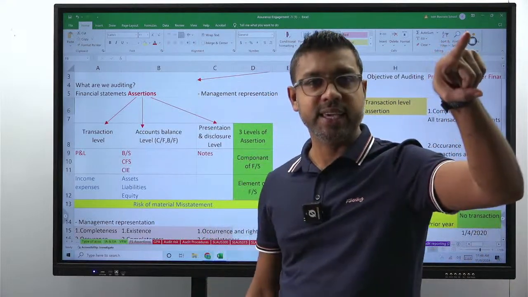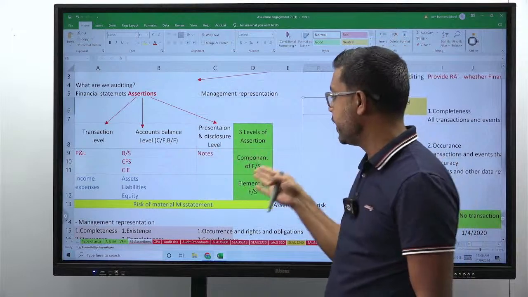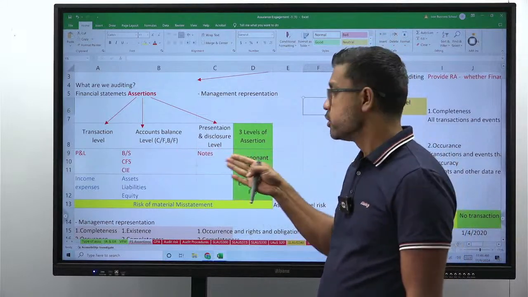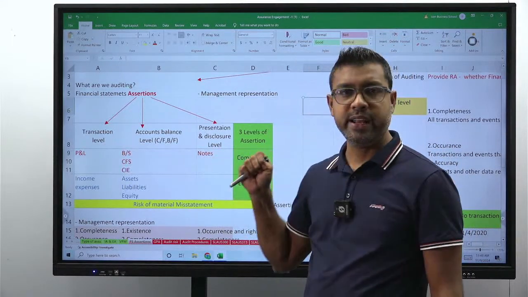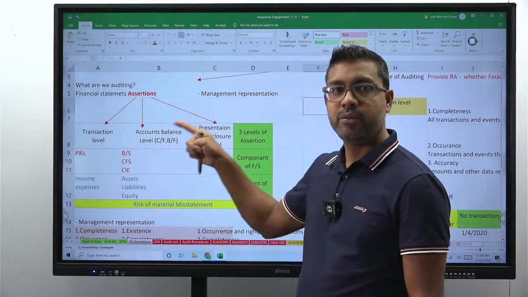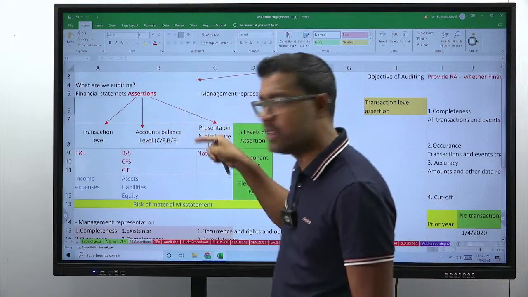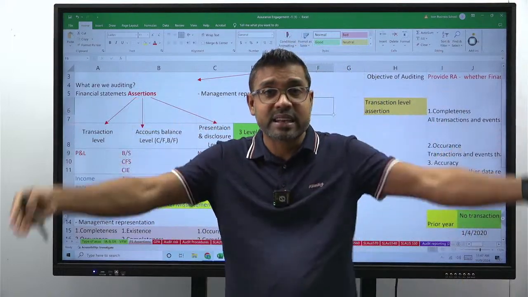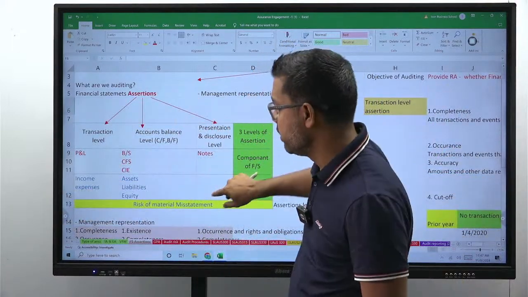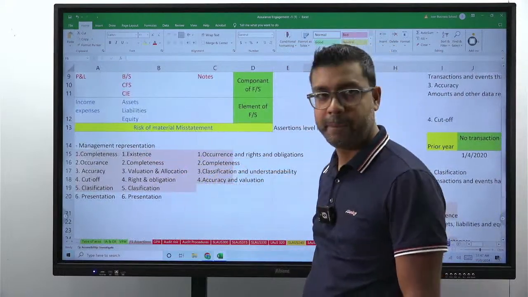Now you can say, yes, we audit financial statements because this is the balance sheet, P&L. So we say we audit components of financial statements, but technically remember, we audit financial statement assertions. Actually, these are not assertions. These are levels of assertion. Then what is the real assertion? What are the real assertions? Here you can see the real assertions.